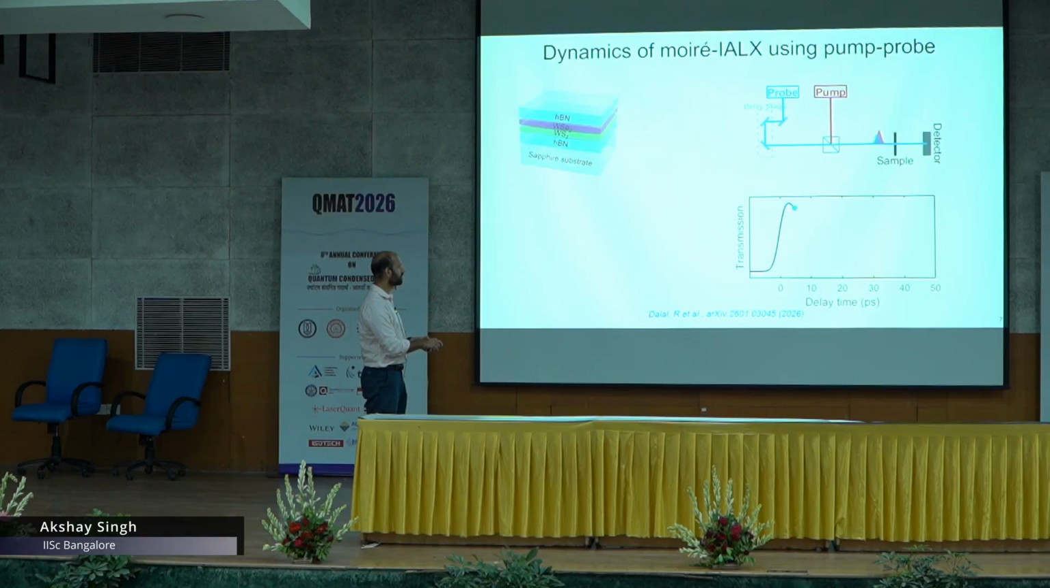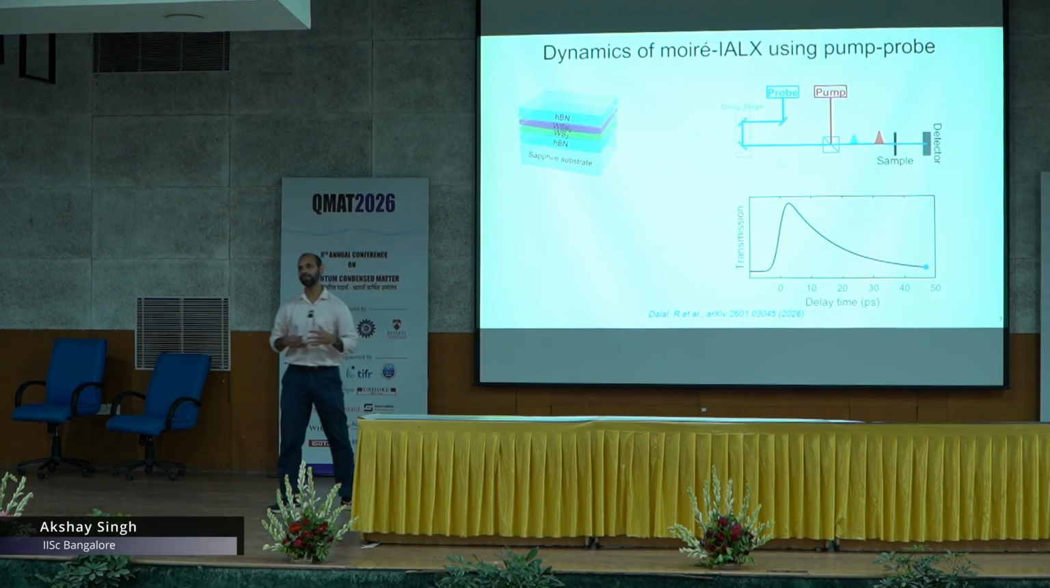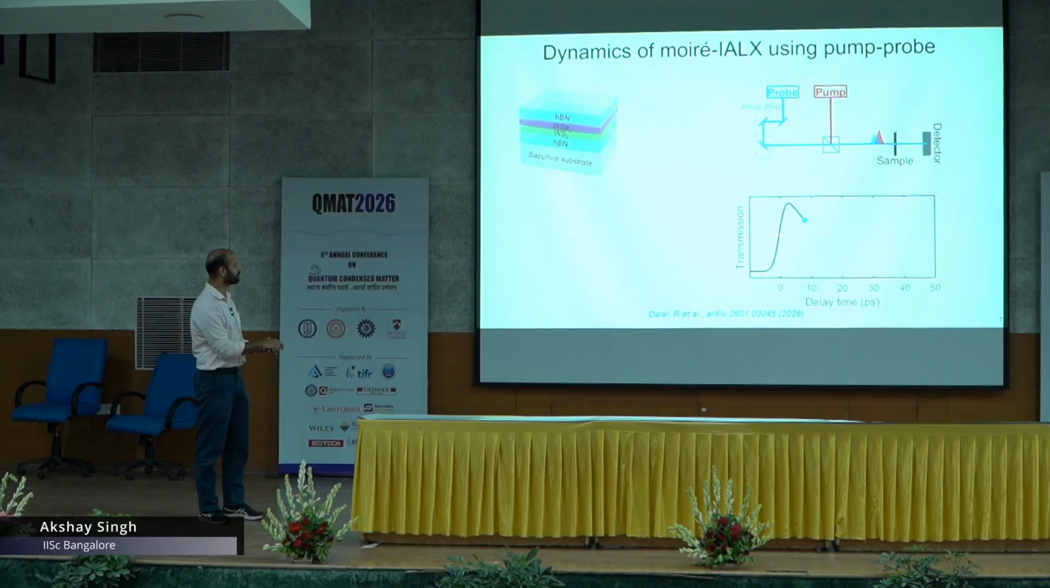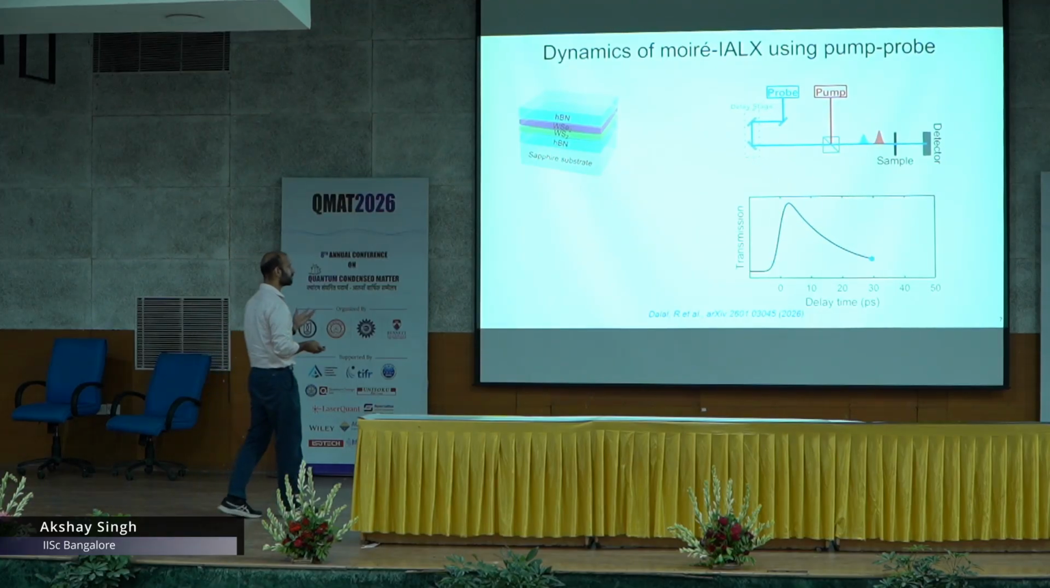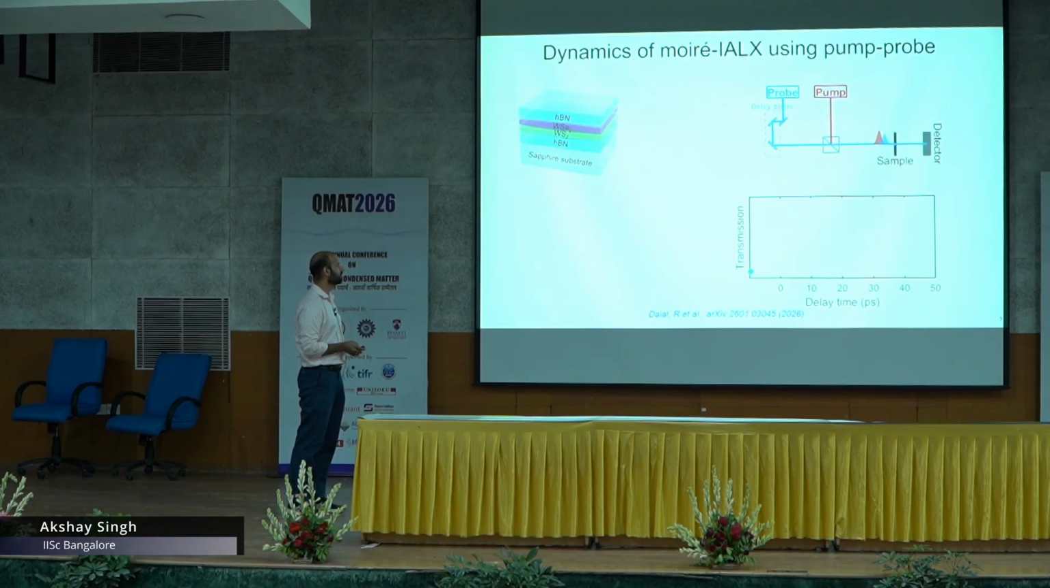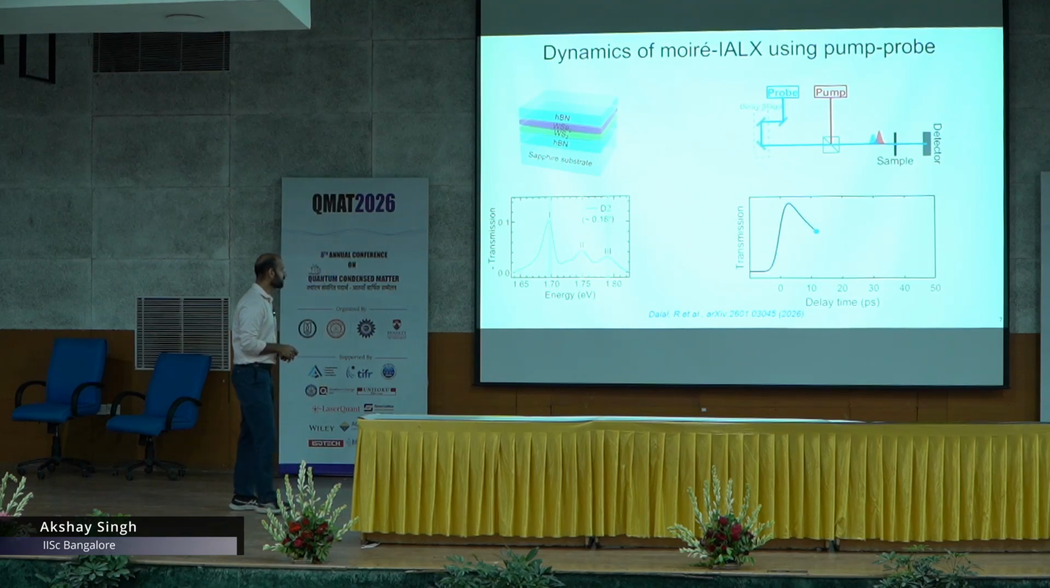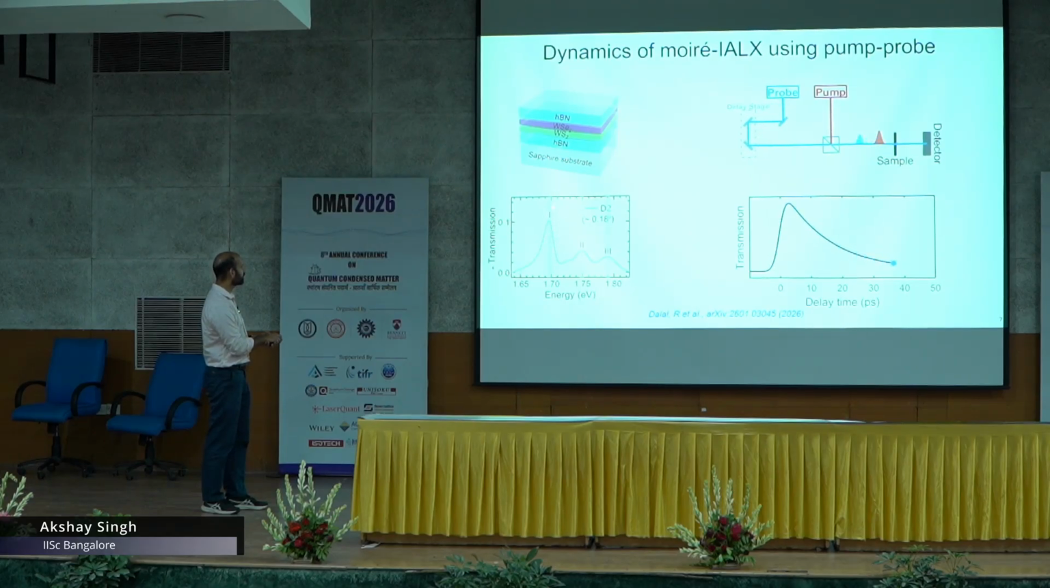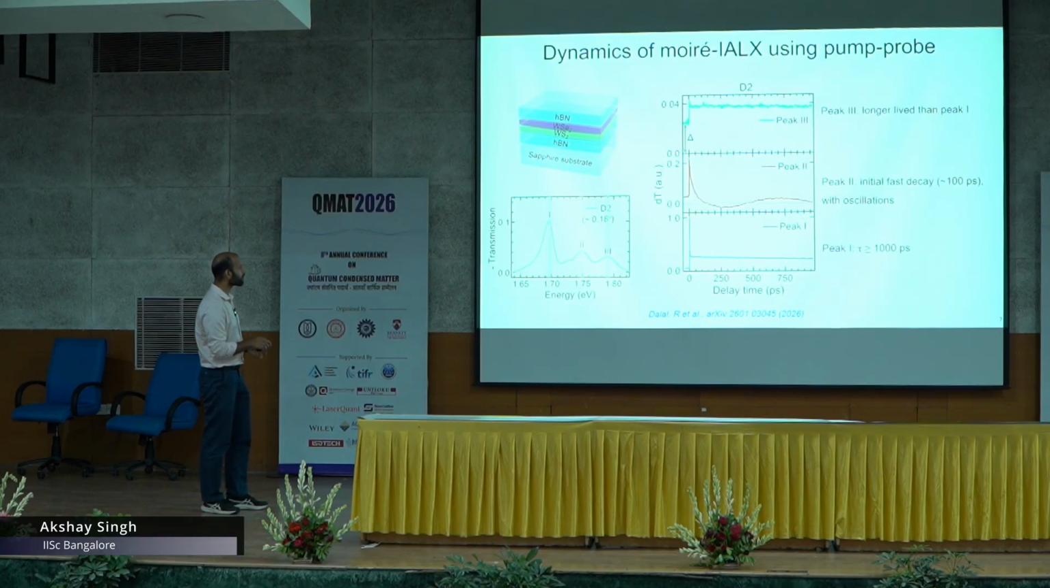A typical curve looks something like this. So transmission, the pump excites, and then slowly it decays. If you fit an exponential to this, you'll get a pump probe lifetime curve. So let's look at what happens in our system. This is a steady state transmission plot. You look at these three different excitons. Now we'll look at the pump probe dynamics of 1, 2, and 3.